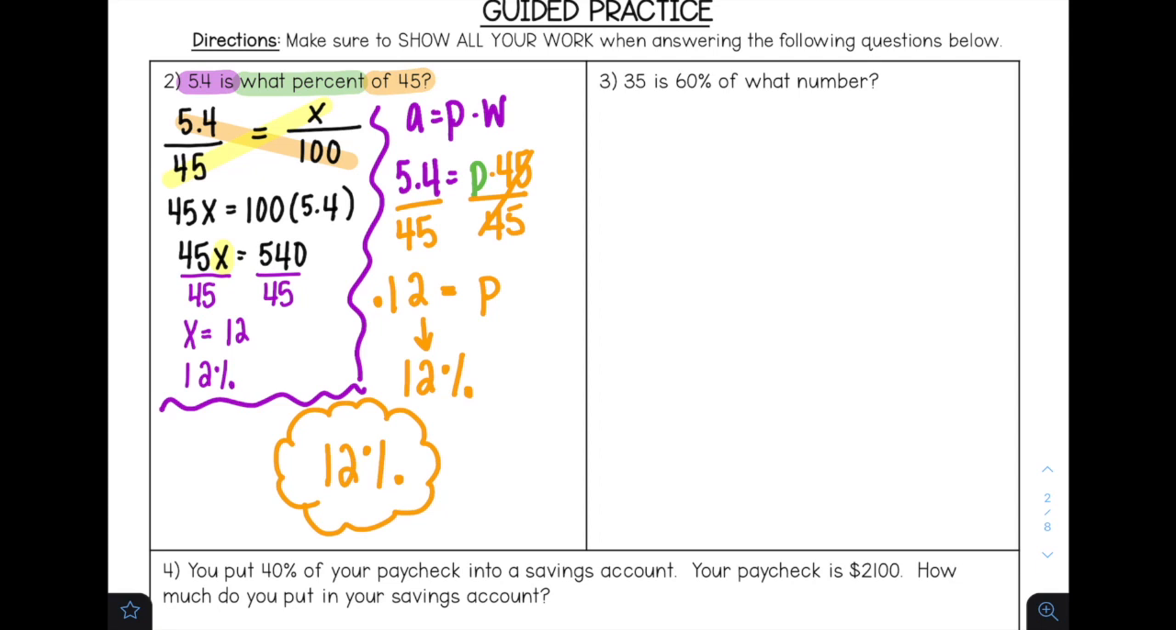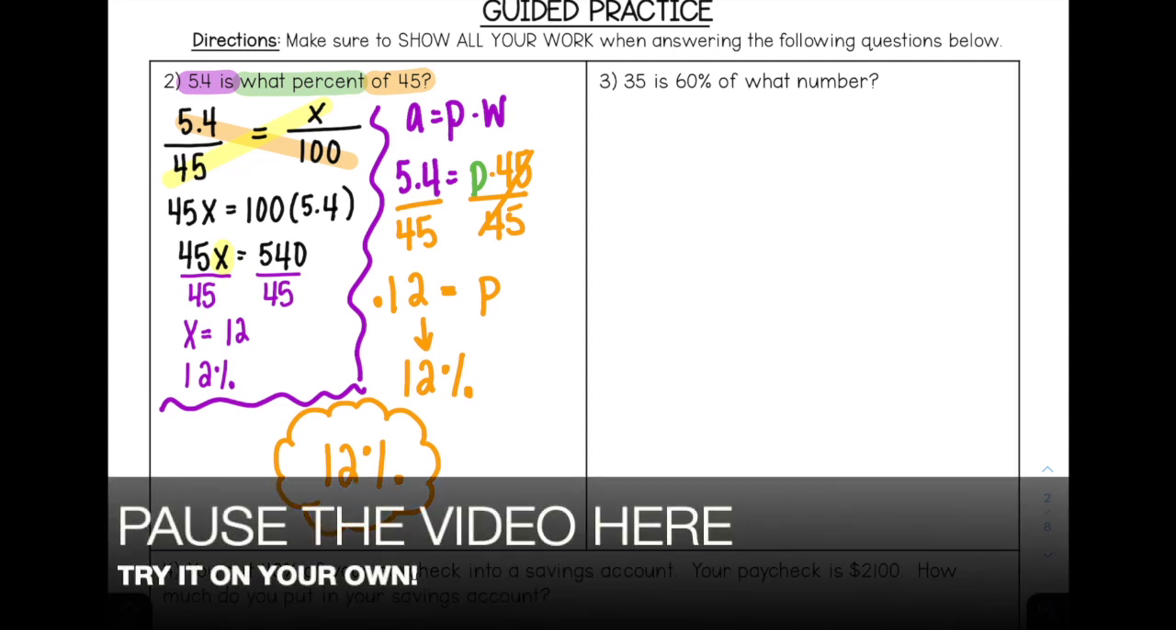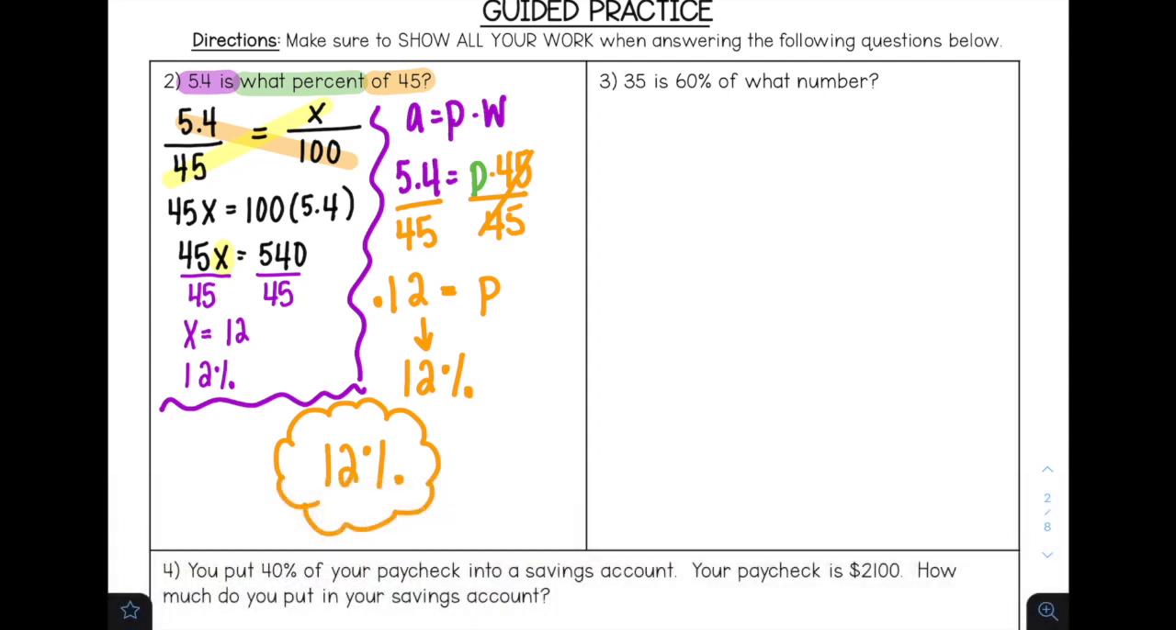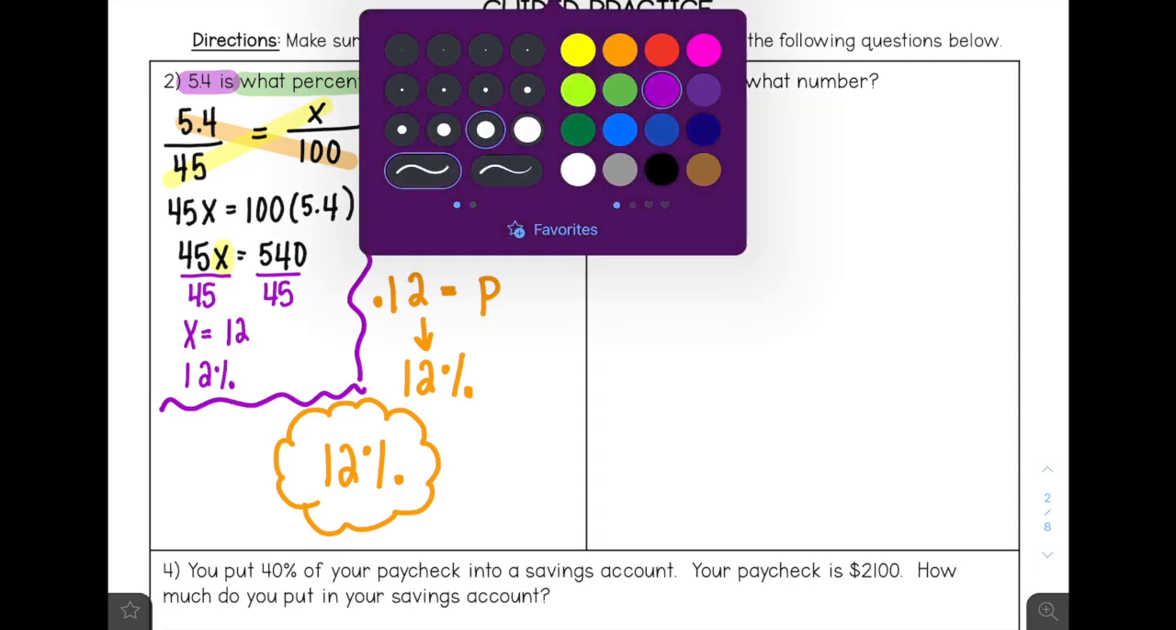Okay, for number 3, try it on your own, see what you get, and then come back and check your answer. So for number 3, we don't know the total. So we have our percent, we have the part, but we are missing the total number, the whole.